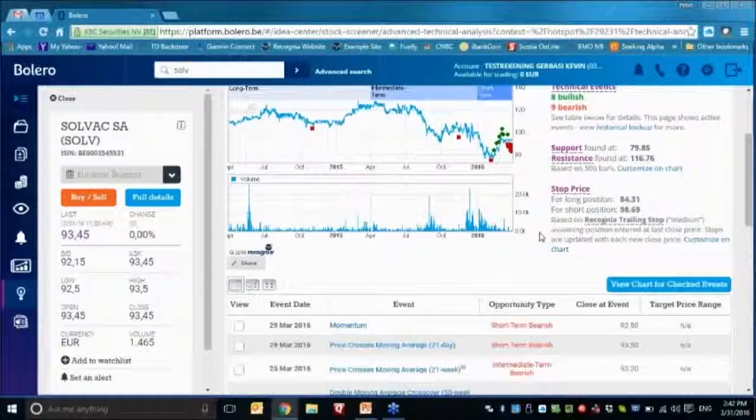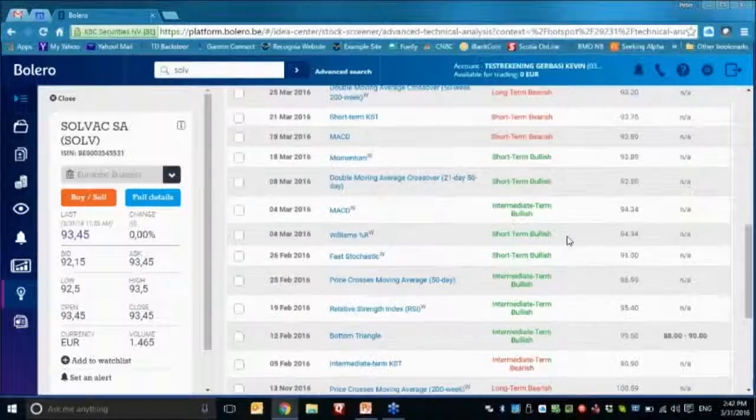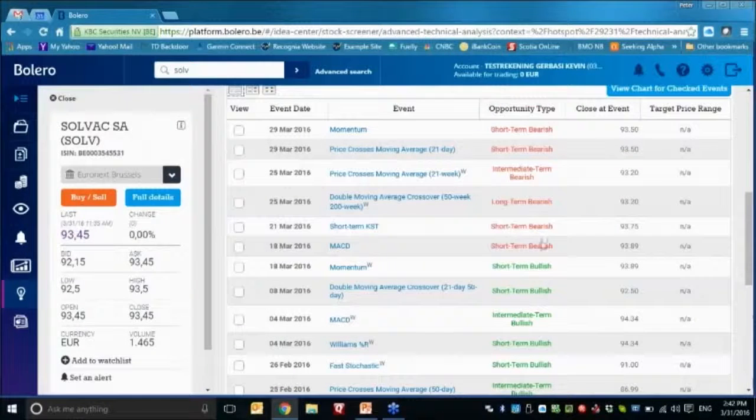And if I scroll down, here are all those different events. So notice that between February 12th and March the 18th, it was all bullish, all green bullish events. The price actually moved from 79 up to 93, or euros, sorry. And then on the 18th of March, we had a whole series of bearish events start to occur. Short-term bearish, long-term bearish, and so on. And the prices actually started to fall already.